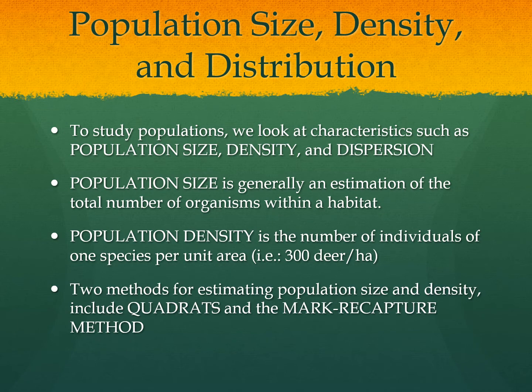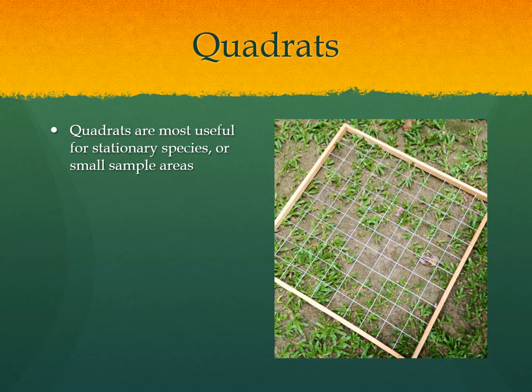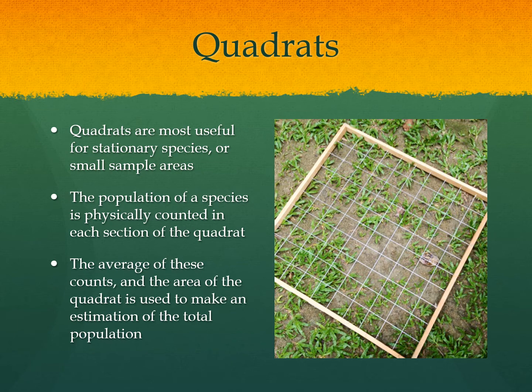So two methods for estimating population size and density include quadrats and the mark recapture method. Quadrats are most useful for stationary species or small sample areas. The population of a species is physically counted in each section of the quadrat. Then the average of these counts and the area of the quadrat is used to make an estimation of the total population. We'll see an example in a minute, but I just want to show you there's a few different ways that quadrats can be applied.